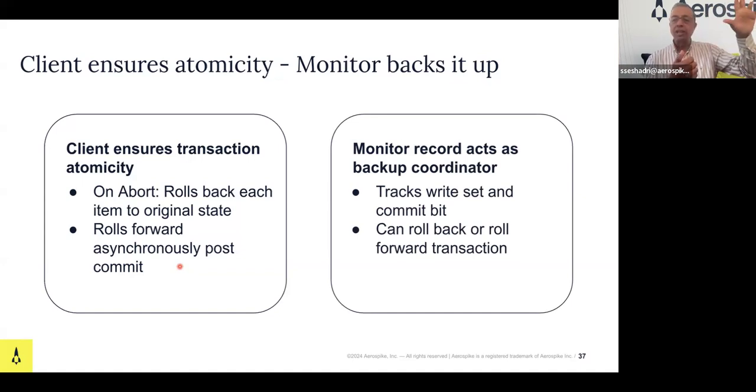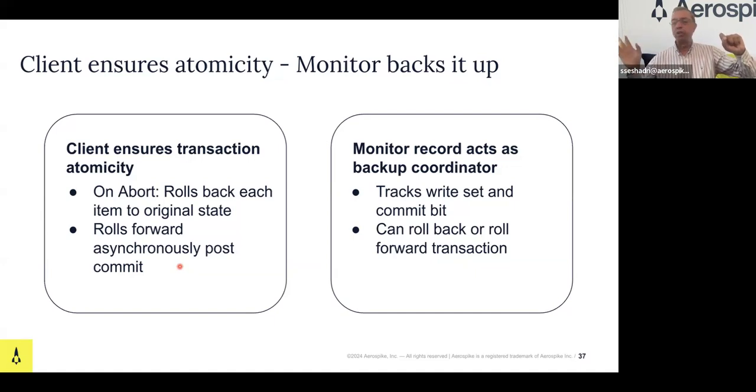But if for whatever reason the client dies, there are two possibilities. The client never wrote anything. Actually, if the client never wrote anything, then there is no monitor record at all created. So you need to create a monitor record only when the client actually writes something. When the client writes something, it immediately tells the monitor record, I'm going to write this. Before writing, it registers everything it is writing. And then the commit bit in the monitor record is the atomic commit action, if you will.